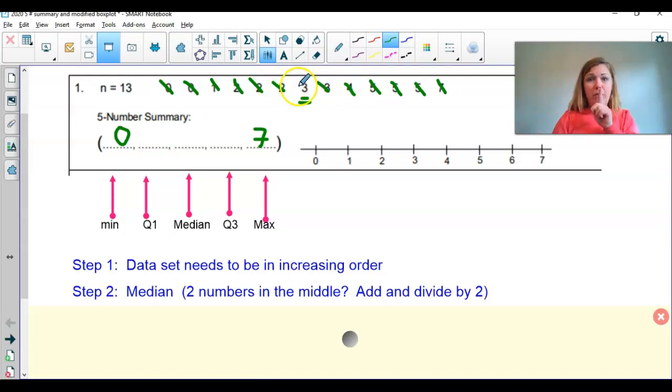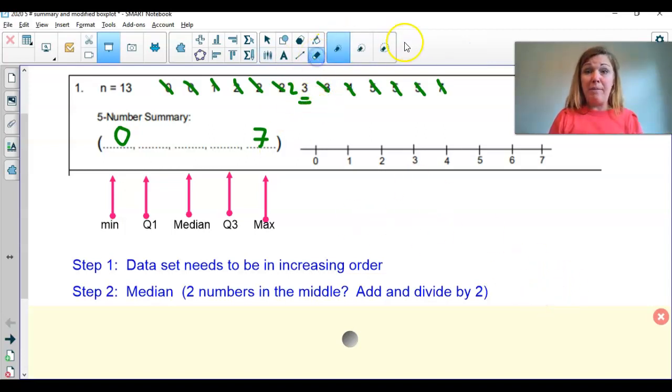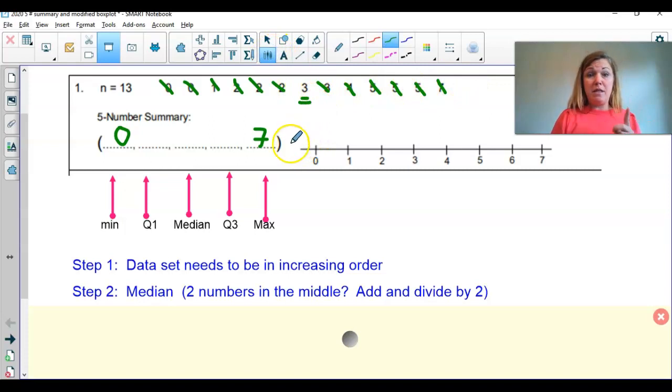Well, what happens if there would have been like a number 2 here? Let's just play pretend. What if there were 2 numbers in the middle? What you need to do to get that median is you add those 2 numbers up and divide by 2. So if there was a 2 here and we were left with 2 numbers, you would say 2 plus 3 is 5. 5 divided by 2 is 2.5. That would be your median. That is not the case though, so we're going to erase it. We did get right to a middle number. Our median is 3. So I'm going to go ahead and put that in the middle space there. My median is 3.